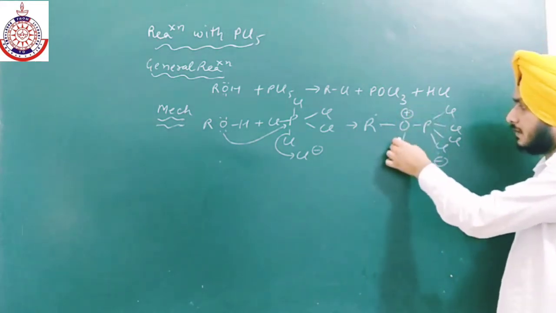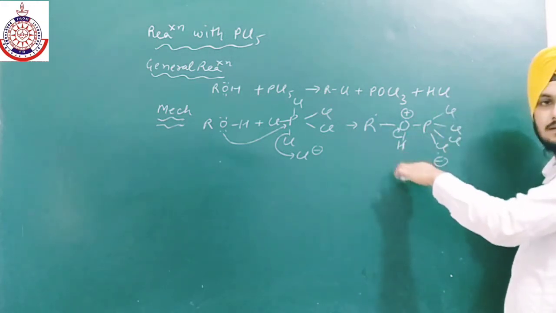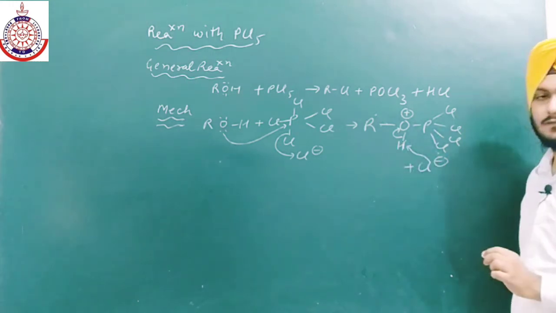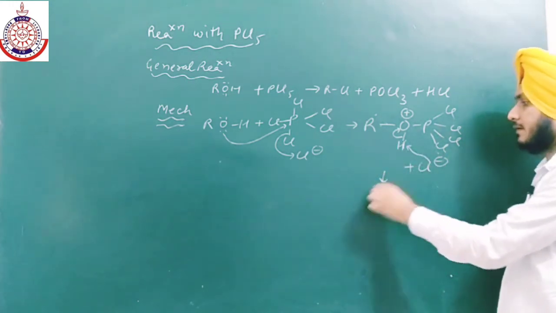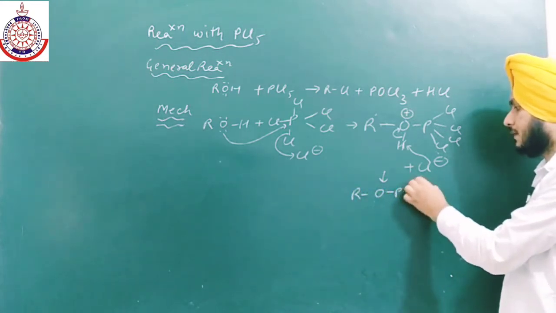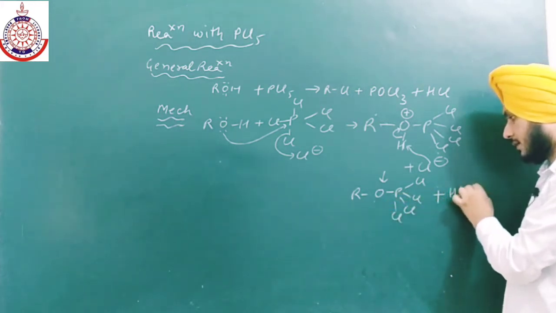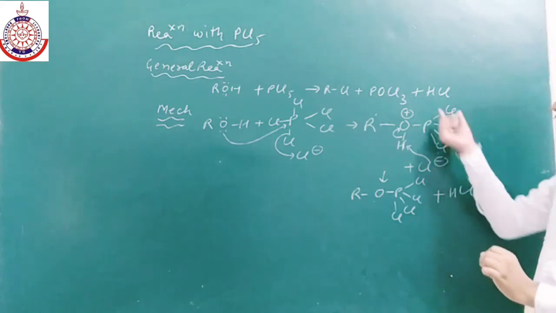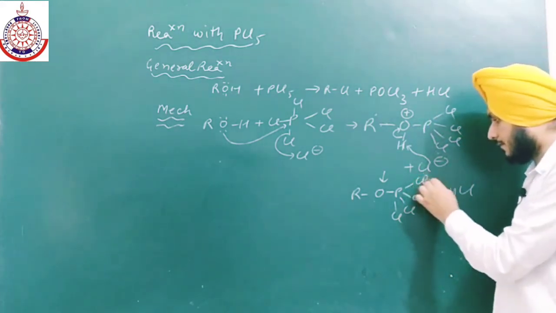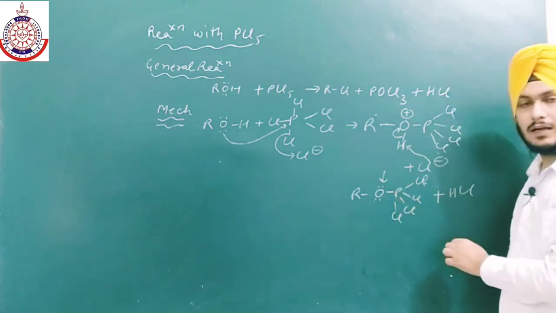Now the next step is the removal of H positive. So this step will occur and H positive will leave and Cl negative will form HCl. Cl negative reacts and we will get RO, PCl4 plus HCl. Okay, so we will get the HCl.